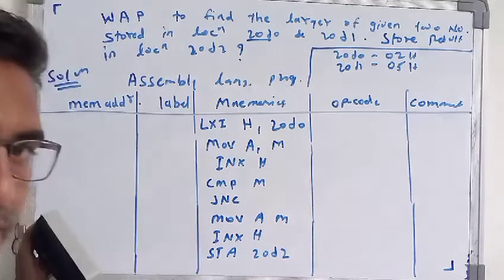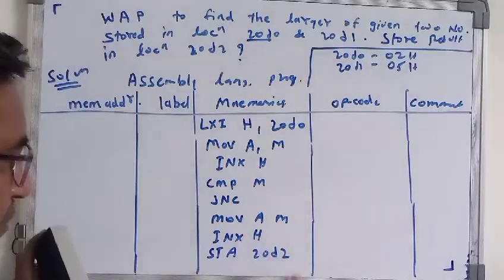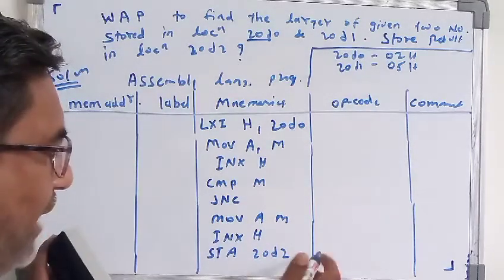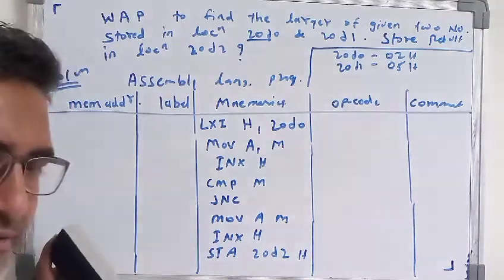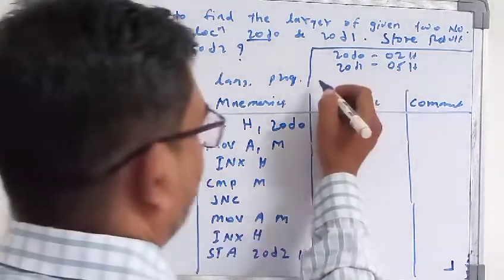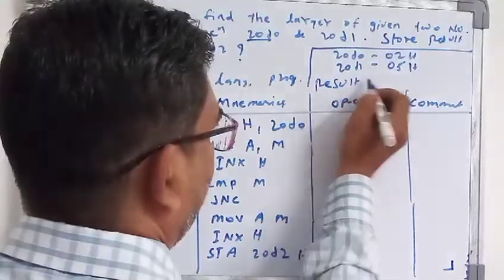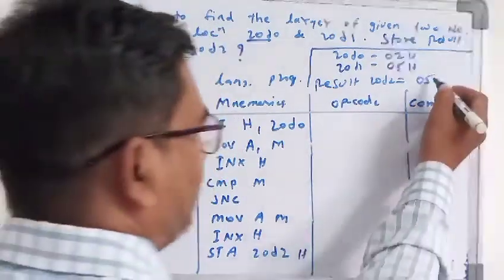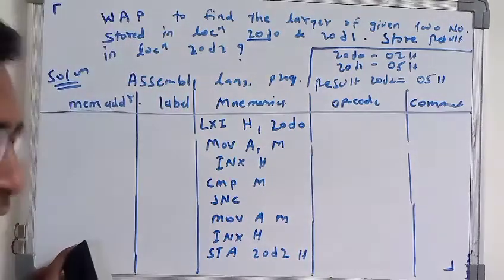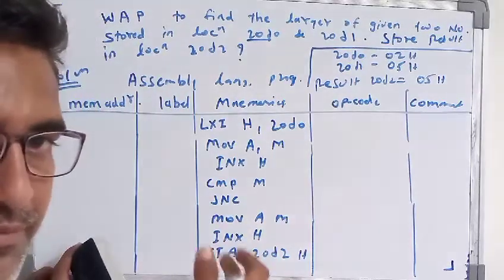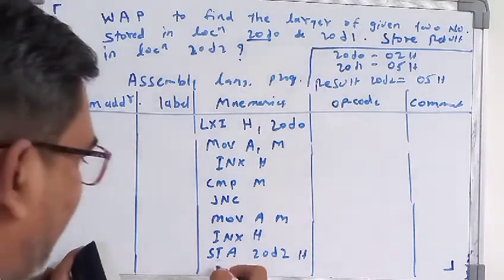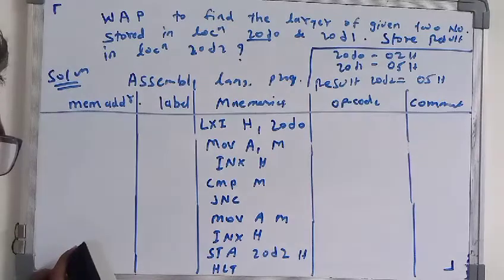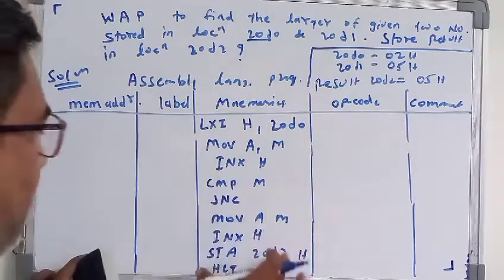STA 20D2. Okay, so this STA 20D2 means that in the 20D2H address, this result, what is the result? 20D2 means 05 will be the result. This result will get stored in the address assigned in this program. And at the last you have to halt, means it will get restart. So this is the mnemonics.